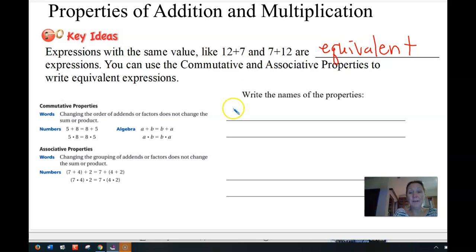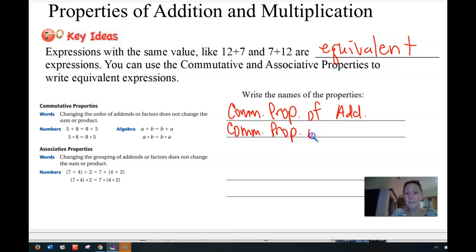Okay, so one of them is the commutative property of addition. So this is how you can abbreviate it. You can't put C, you can't put P, but you put C-O-M-M P-R-O-P. Commutative property of addition, and I'm going to abbreviate addition. And then I'm also going to write the commutative property of multiplication. Any other abbreviations and people really won't know what you're talking about.